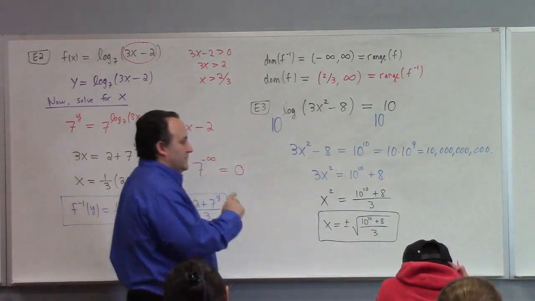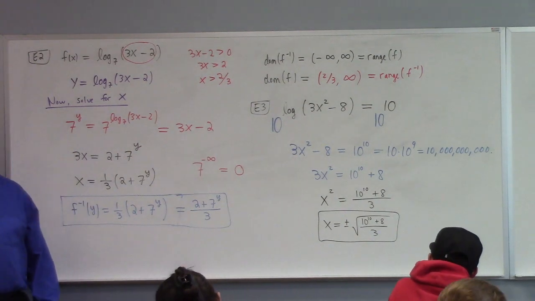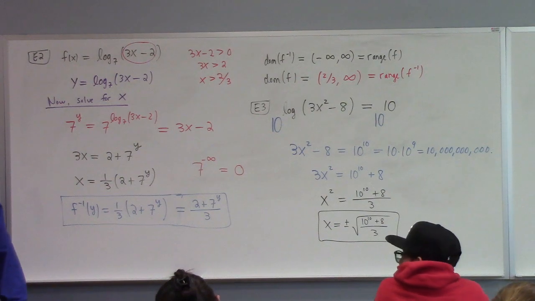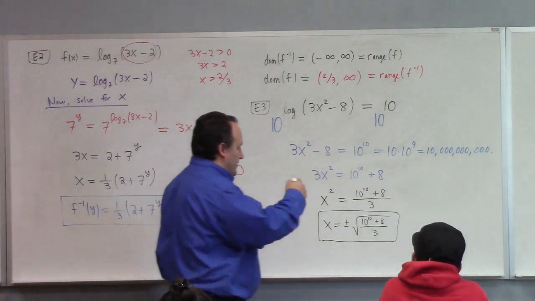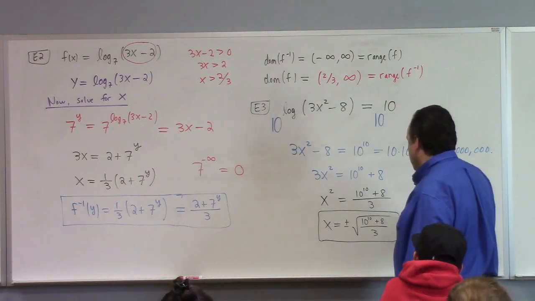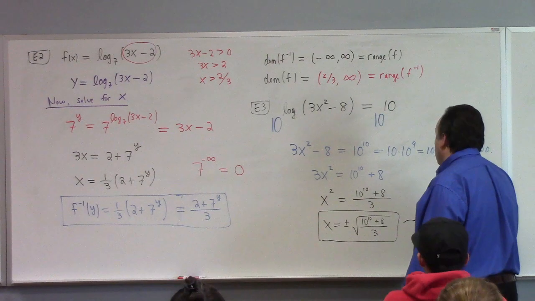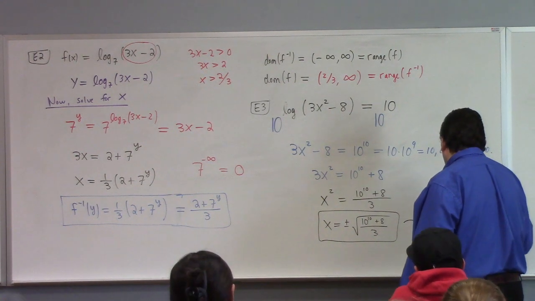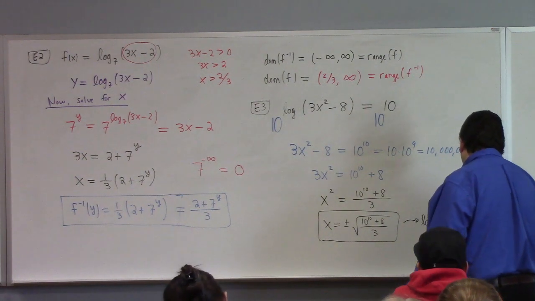Now, just a second here. Whenever you're dealing with a logarithm, we should think about whether both of these are legitimate solutions. Have I found an extraneous solution here? What do you guys think? What happens when you plug both of these in? They give you log of 3x squared minus 8, which equals what? Log of, by construction, 10 to the 10.